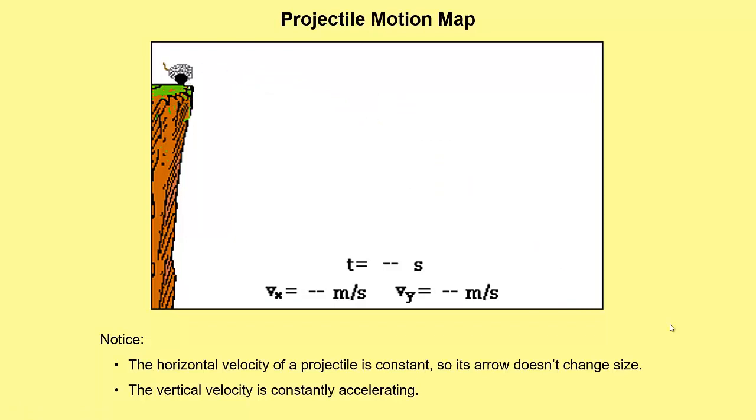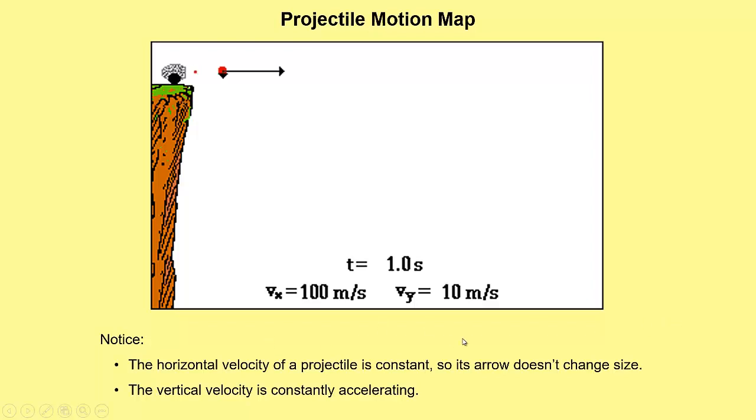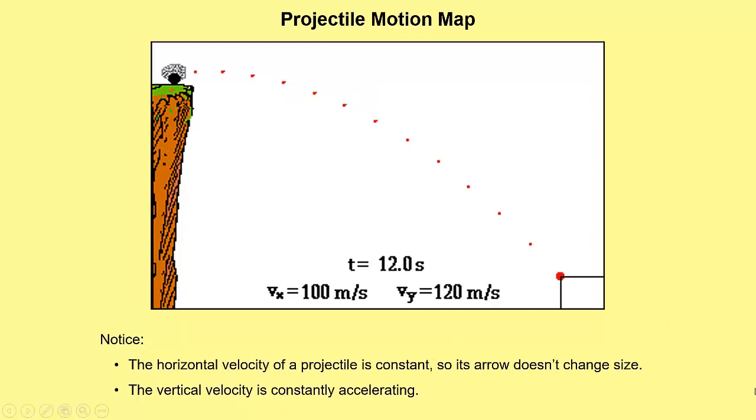So again, two-dimensional projectile motion really isn't a new model. It's a combination of two of our previous models: constant velocity horizontally and uniformly accelerated motion vertically.